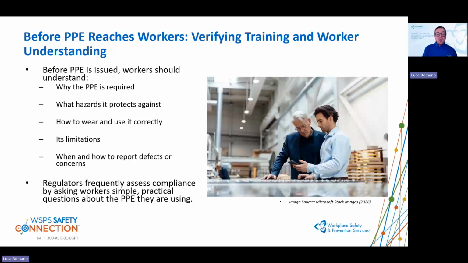How to wear and use it correctly is vital, its limitations, as well as when and how to report defects or concerns. At the end of the day, these are reasonable steps that should be taken, especially when we look at it from the perspective of preventing incidents. Or even if an incident occurs, it's likely that regulators would look at compliance from this lens as well.